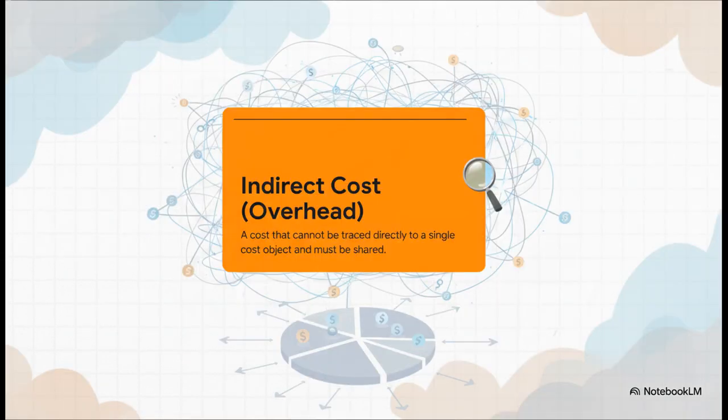Now, in stark contrast to that, we have indirect costs, which you'll also hear universally referred to as overhead. An indirect cost is a cost that cannot be traced directly to a single cost object and therefore must be shared. I want to put some heavy emphasis here on cannot be traced and must be shared. You know the cost exists, right? You know the business has to pay it just to keep the lights on and the doors open, but you absolutely cannot link it precisely to one single unit of output.